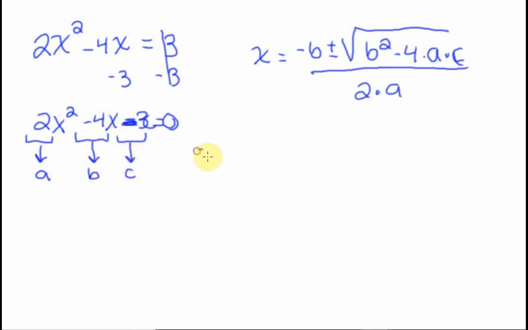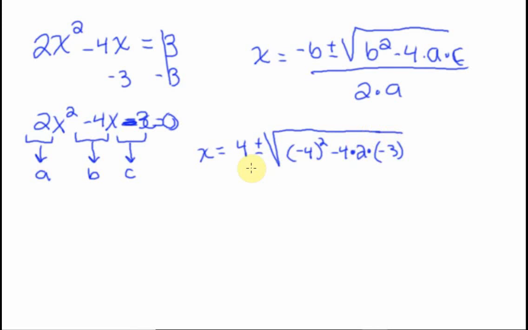So let's be really careful plugging this into the quadratic formula. So it says negative B, so opposite of B. If B is negative 4, the opposite of it is positive 4 this time, right? And I'll go with negative 4 squared, negative B squared, minus 4 times our A is 2, times our C is negative 3. I'm going to put parentheses just to hold the negative sign to it. All divided by 2 times 2.